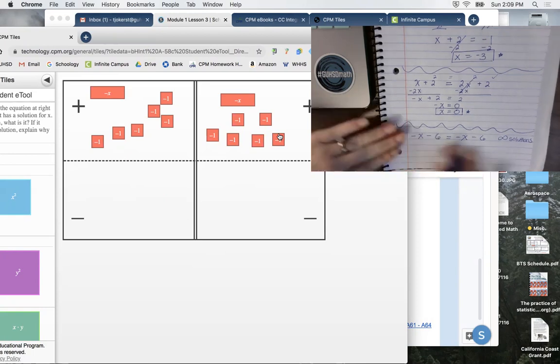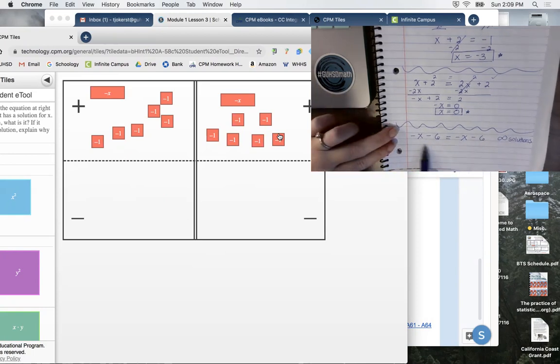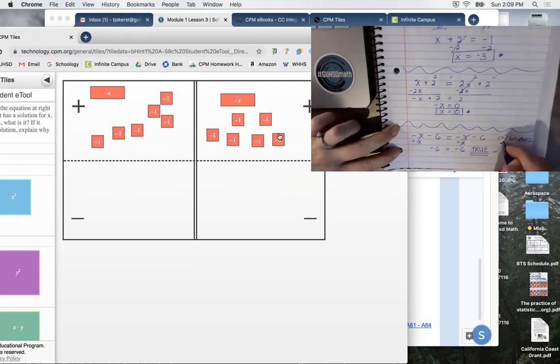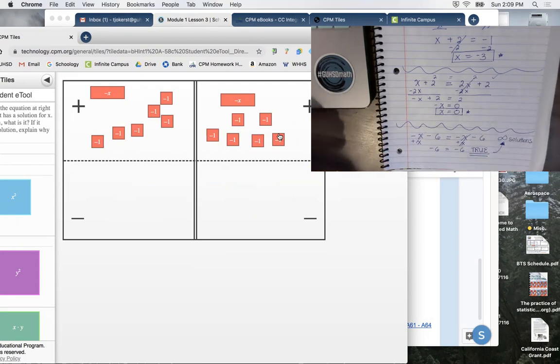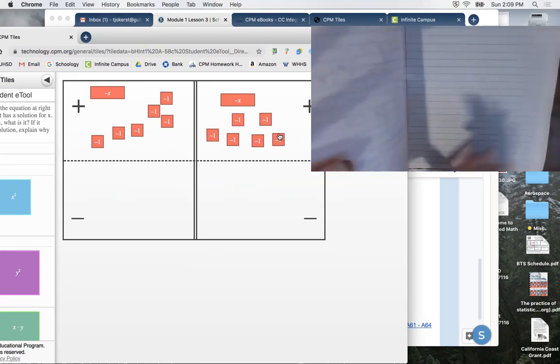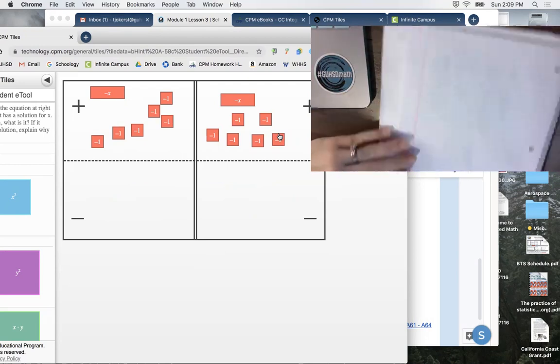But let's say I didn't see that. What I could do is go through our same process that we've done. I'm going to add the x to this side. I'm going to add the x. They actually cancel out, right? And what I end up with is -6 is equal to -6. That's what we call a true statement. When we have a true statement, it means that there are infinite solutions. There's really only one other scenario that we could have, and it's known as no solutions.